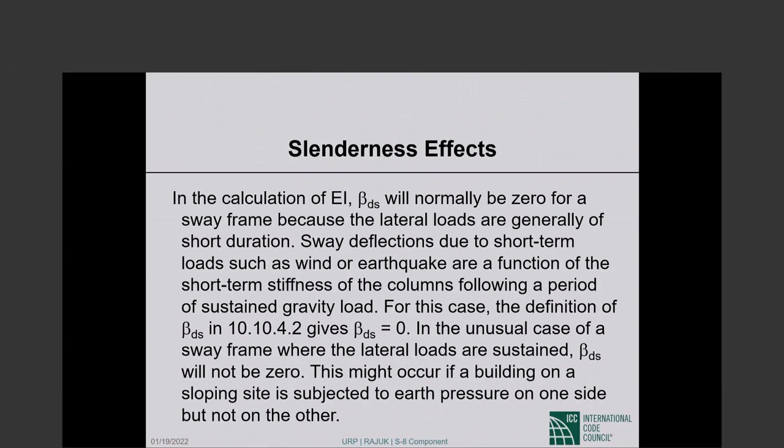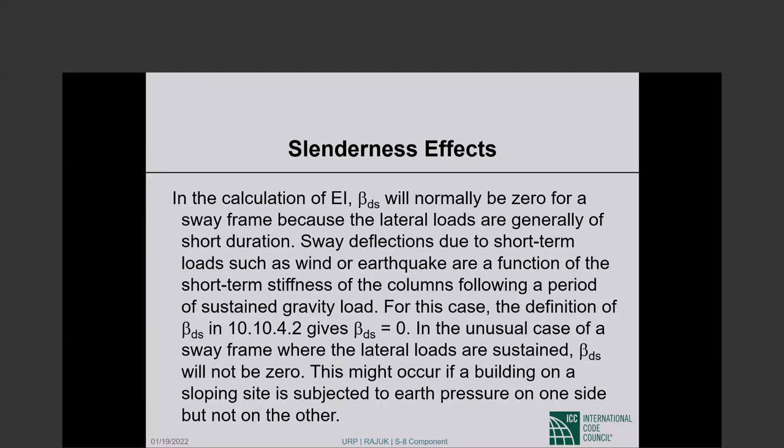Now, in the calculation of EI, beta sub ds will normally be 0 for a sway frame because the lateral loads are generally of short duration. Sway deflections due to short-term loads such as wind or earthquake are a function of the short-term stiffness of the columns following a period of sustained gravity load. For this case, the definition of beta sub ds in 10.10.4.2 gives. So this is still sway frames, sway story, whatever.